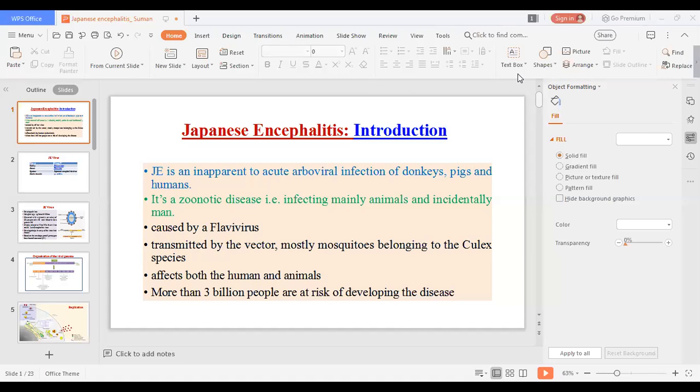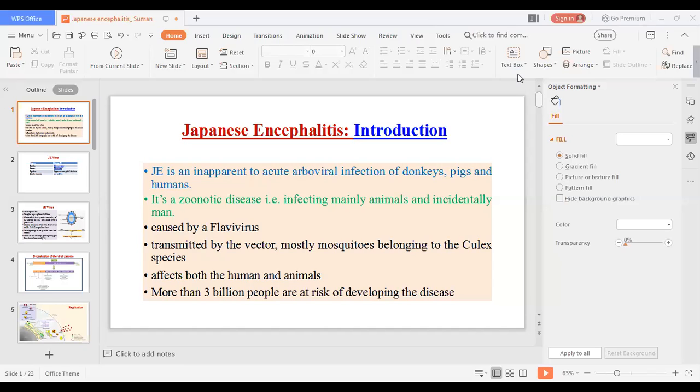Dear students, the topic to be discussed today belongs to the course MMB205, and this is the last topic of your module 2, Japanese encephalitis.